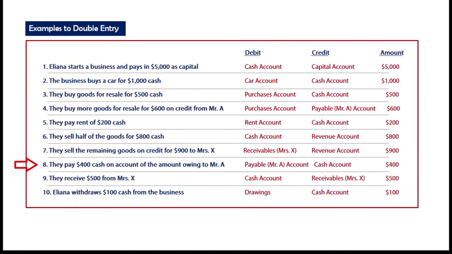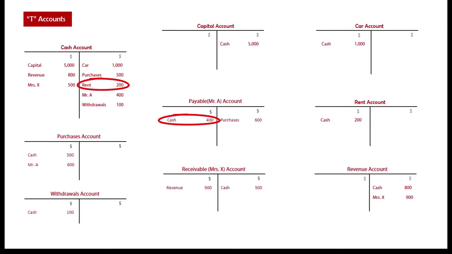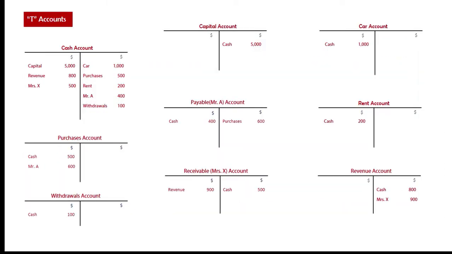Eighth example, we are supposed to debit the payables account in the name of Mr. A and credit the cash account. Both the payables account and the cash account are already open, so we debit the payables account in the name of cash for $400. Then come to the cash account and credit it in the name of Mr. A for $400. We come to the ninth example. We have to debit the cash account and credit the receivables account for $500. So we come to the cash account and debit it in the name of Mrs. X for $500. Come to the receivables account and credit it in the name of cash for the same $500.